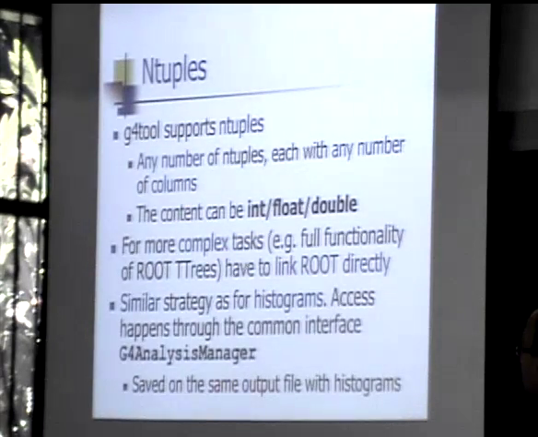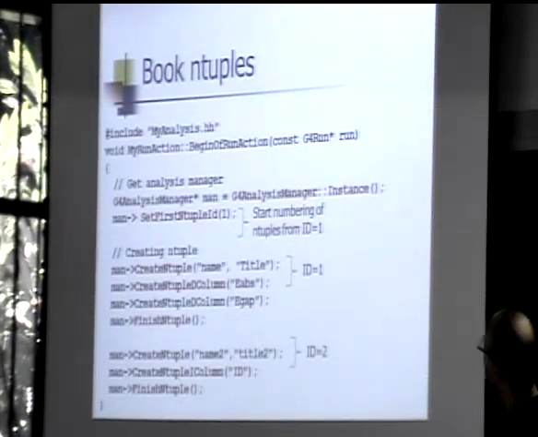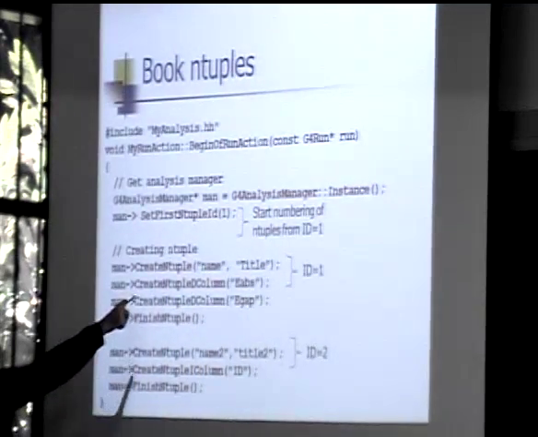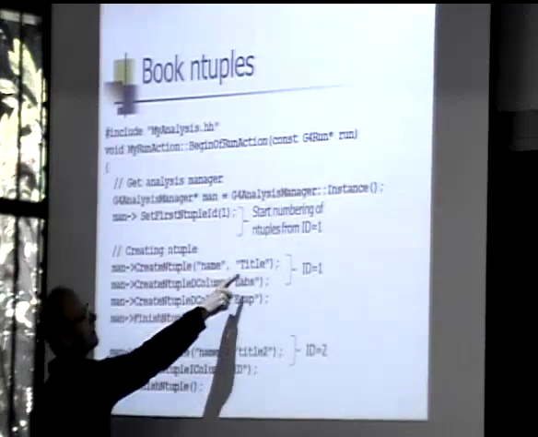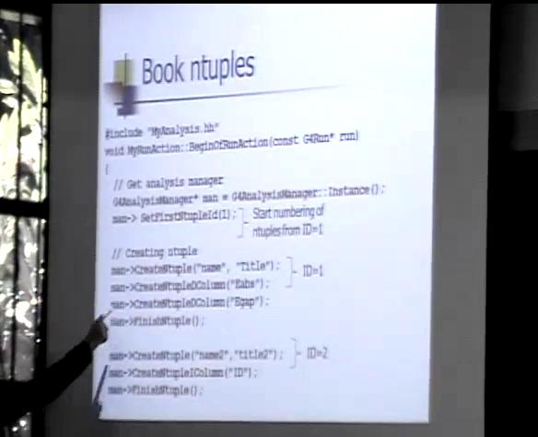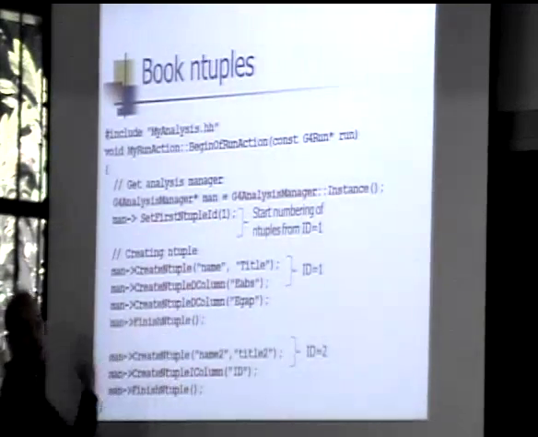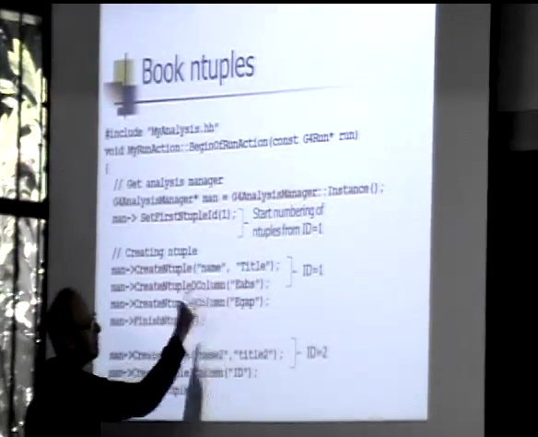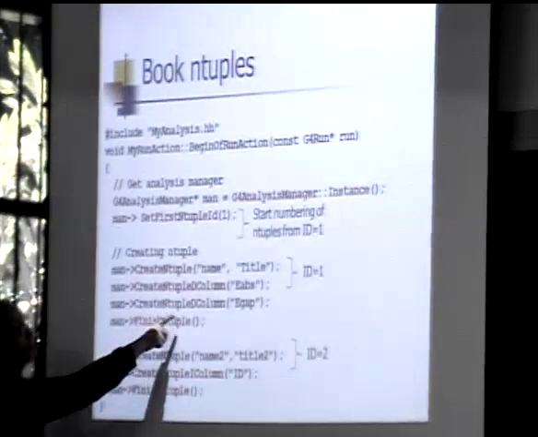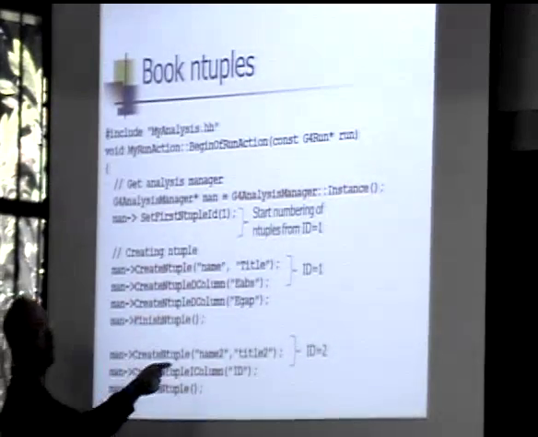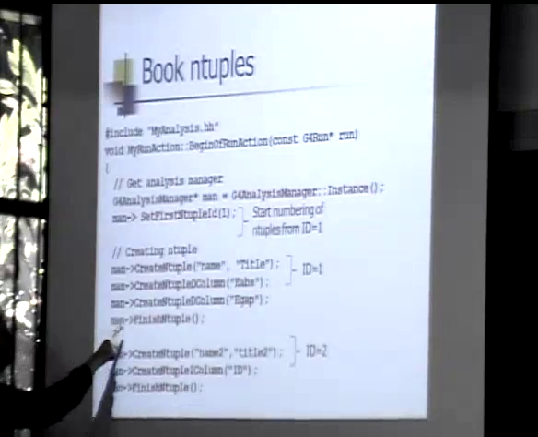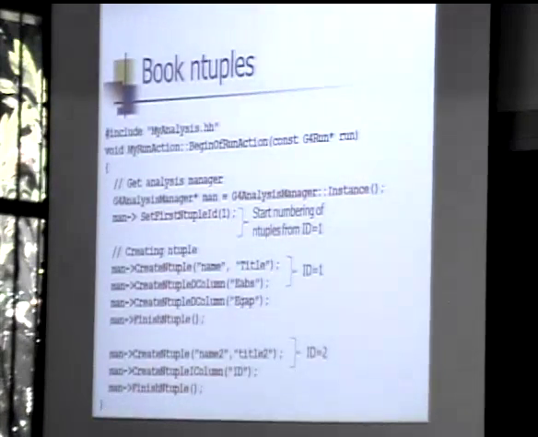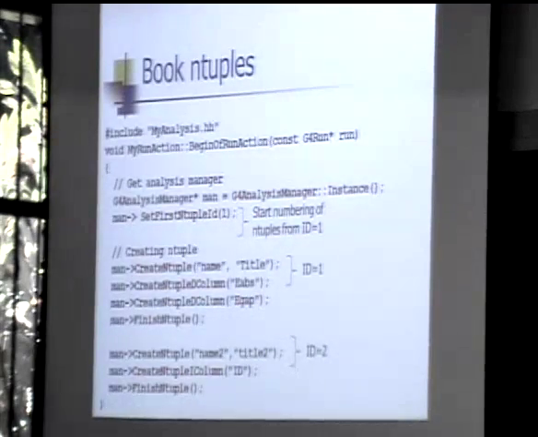The strategy is the very same as for the histogram. Suppose that you want to define an n tuple. I create a new n tuple which has a name and a title. I want a column which is a double type, so it's a decimal value, called EX. Then I want another column which is again a double, called EGET. And then, okay, I'm through with the n tuple. So I have created an n tuple which has only two columns, and they are two decimal numbers.